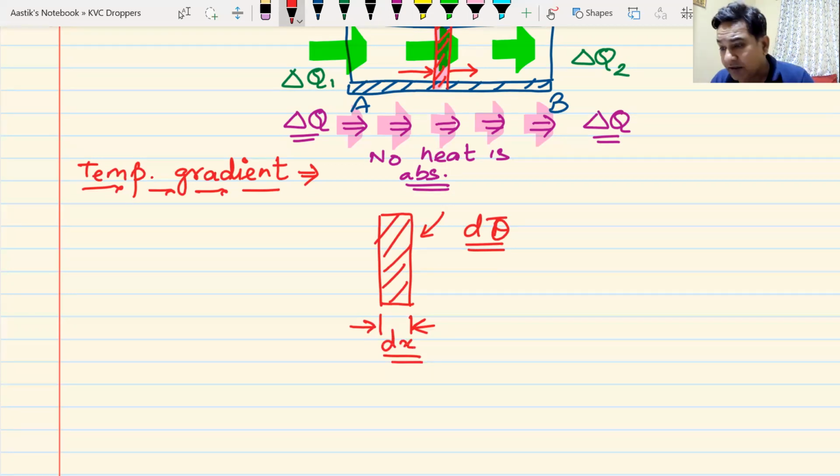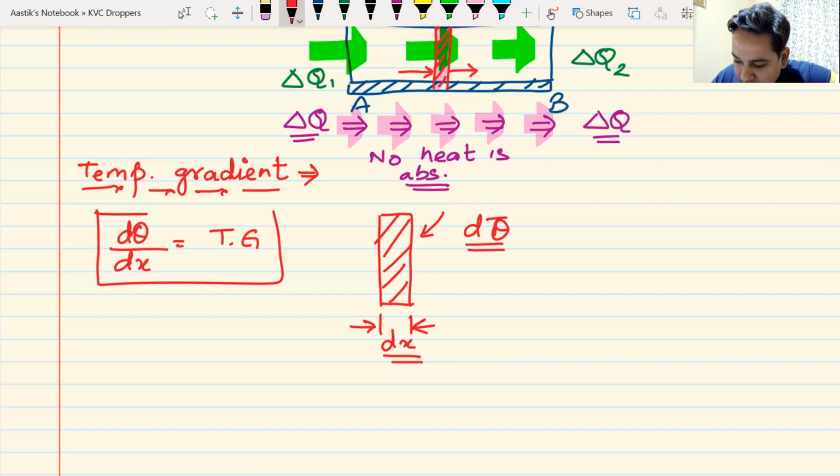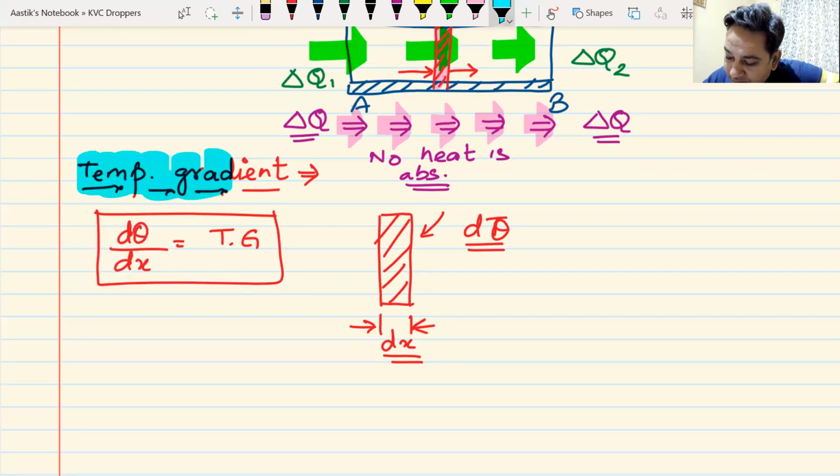So basically what I mean to say is, for a distance of dx, the temperature changes by d theta. d theta by dx is known as the temperature gradient of this small section. Do we understand this? d theta by dx. So this is basically the change in the value of theta for a change in value of x.